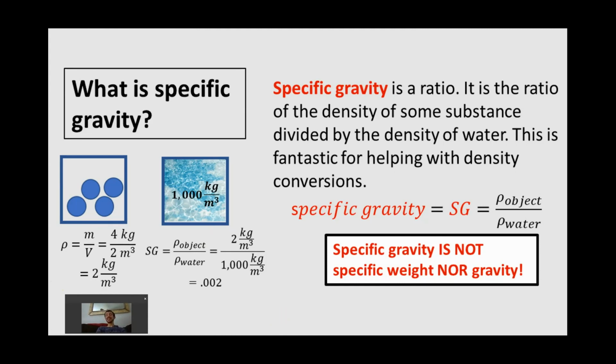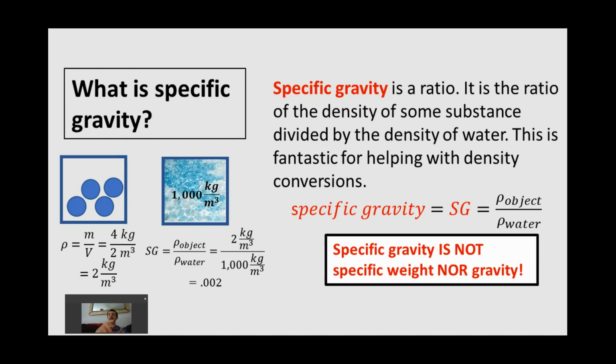Now specific gravity is a ratio. It's a ratio of the densities or specific weights of some substance divided by the density or specific weight of water. Now, why can't it be density or specific weight? Because specific weight is simply density times gravity. So if it's a ratio, gravity cancels out.